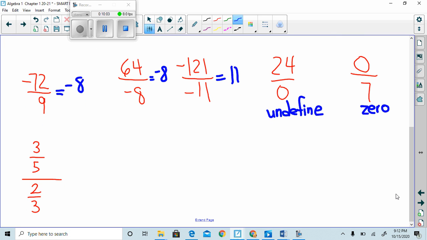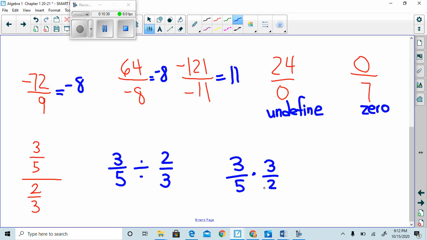One last type of problem here that I want to show you is a division of a problem that looks like a complex number. We can simply take this, and it's read 3/5 divided by 2/3. Hopefully you remember that when you divide, you're going to multiply by the reciprocal. 3/5 times 3/2, the reciprocal. If we can cross cancel, which means simplify before we multiply, we will. If not, we'll multiply our numerators and our denominators.